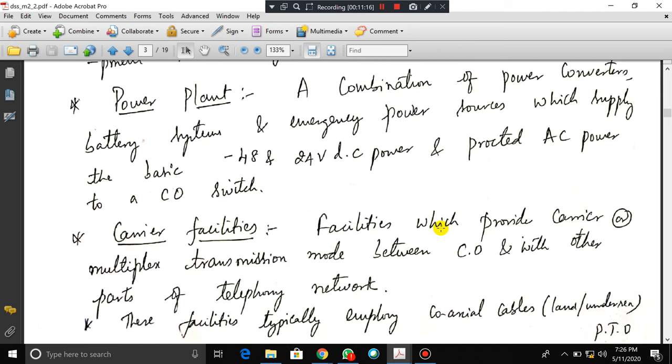Now, carrier facilities. The facilities which provide carrier and multiplex transmission between the central office and other parts of the telephone network are the carrier facilities. These facilities typically employ coaxial cables, either land cables or undersea cables, which we can also call marine cables. I already mentioned in module 1 that if you want to establish a connection from one country to another, many times they lay a cable under the sea. We call these undersea or marine cables.